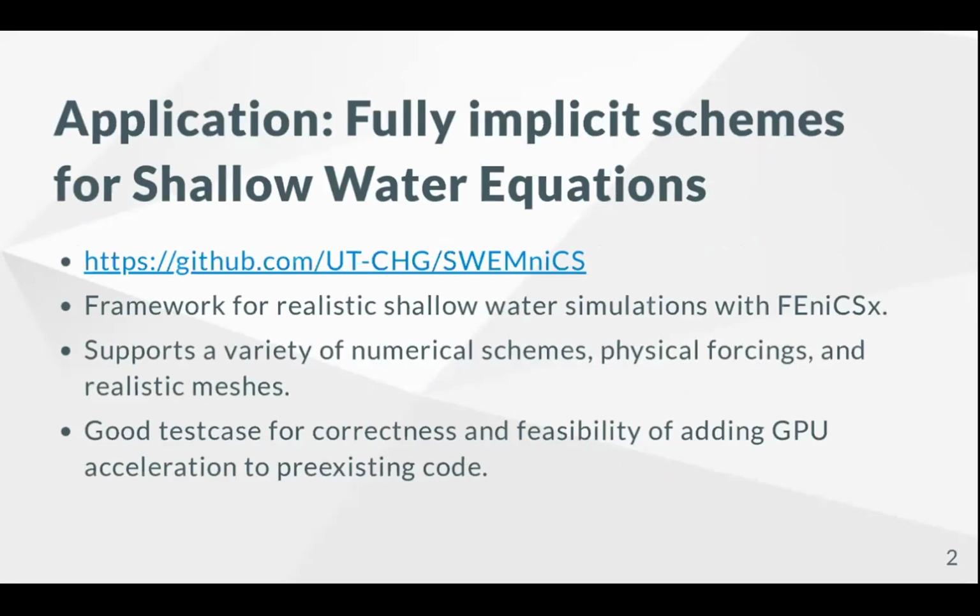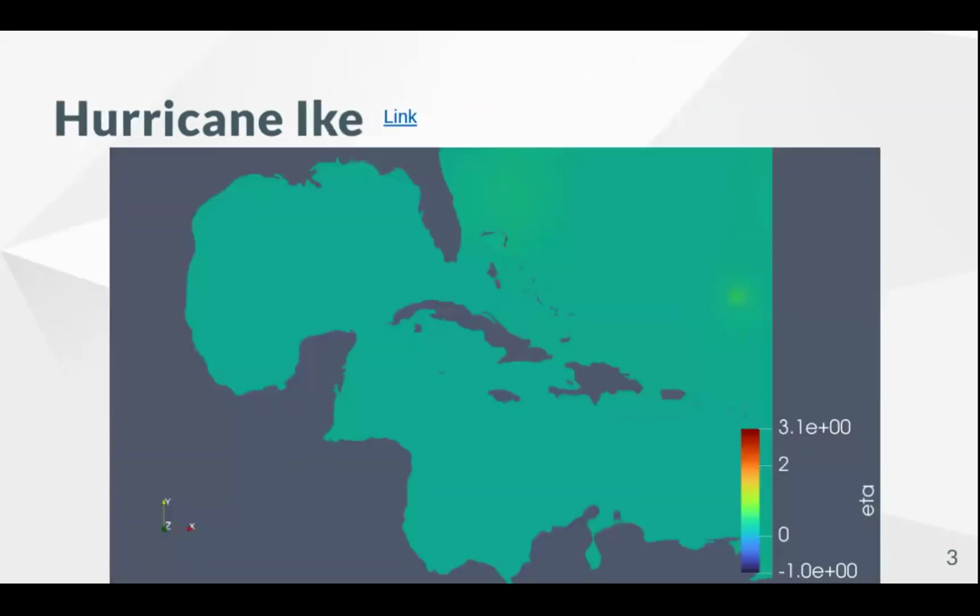And the goal of this library is to enable model order reduction, adjoint methods, all sorts of fun FEniCSx-related research with the shallow water solvers. So we're also using it to explore adding GPU acceleration to FEniCSx. Here's an example of the capabilities of this library.